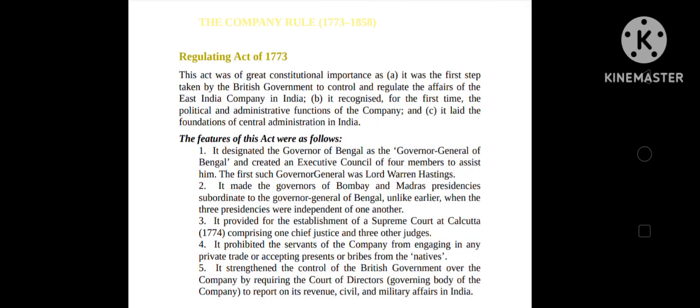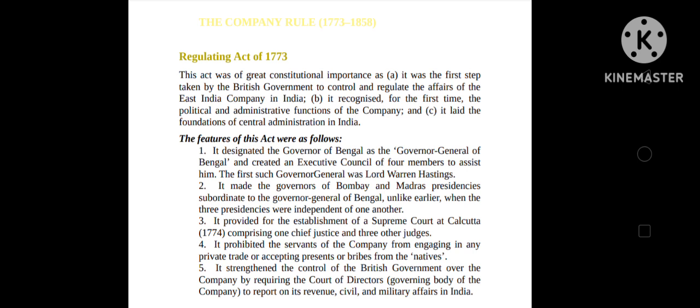The Company Rule, 1773 to 1858. Regulating Act of 1773. This act was of great constitutional importance as it was the first step taken by the British government to control and regulate the affairs of the East India Company in India. It recognized for the first time the political and administrative functions of the company, and it laid the foundations of central administration in India.